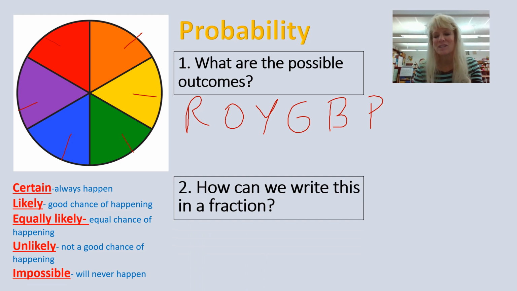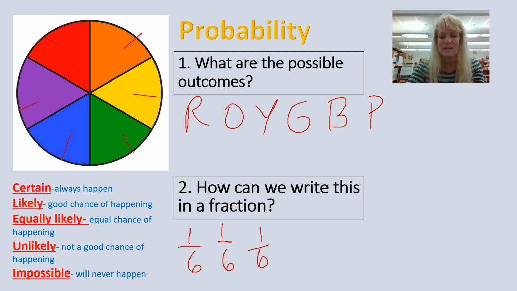My next question says, how can we write these as a fraction? And that's where we're bringing everything back to, the fraction itself. So I can see that I have a 1 out of 6 possibility of getting a red. I have a 1 out of 6 getting an orange, 1 out of 6 getting a yellow, 1 out of 6 getting green, 1 out of 6 getting blue, and 1 out of 6 getting purple.